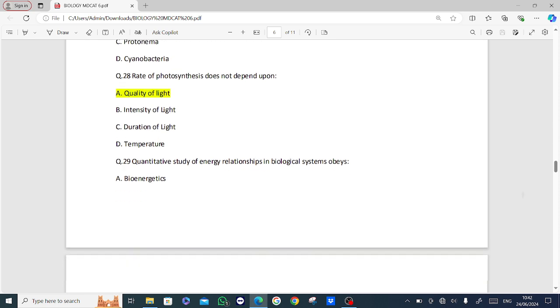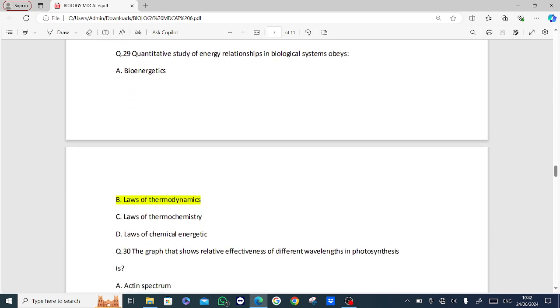Next MCQ is, quantitative study of energy relationships in biological system obeys. Options are bioenergetics, laws of thermodynamics, laws of thermochemistry, laws of chemical energetics. Answer is option B, laws of thermodynamics.